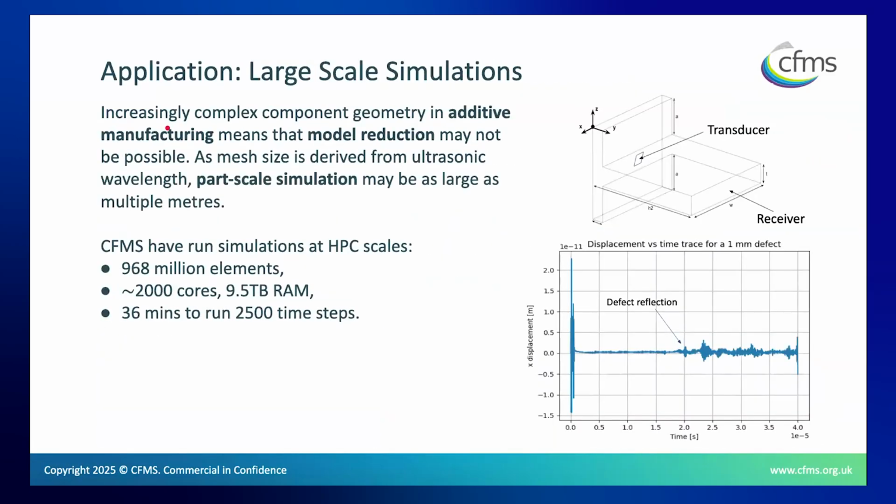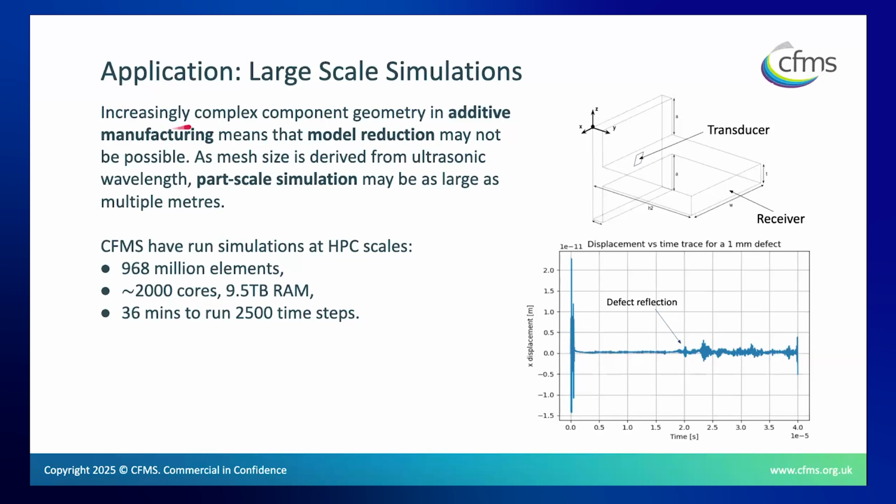We've also run very large scale simulations targeting developments in additive manufacturing, where the component geometry might be quite complex, as well as the material properties. So it's not always feasible to reduce the model in some way. So we're essentially required to model the full component. Element size in these kinds of simulations is driven by the ultrasonic wavelength, which is typically on the order of millimeters, and normally you would want several finite elements per wavelength. So if the part is on the order of meters, this isn't necessarily a trivial problem to solve.